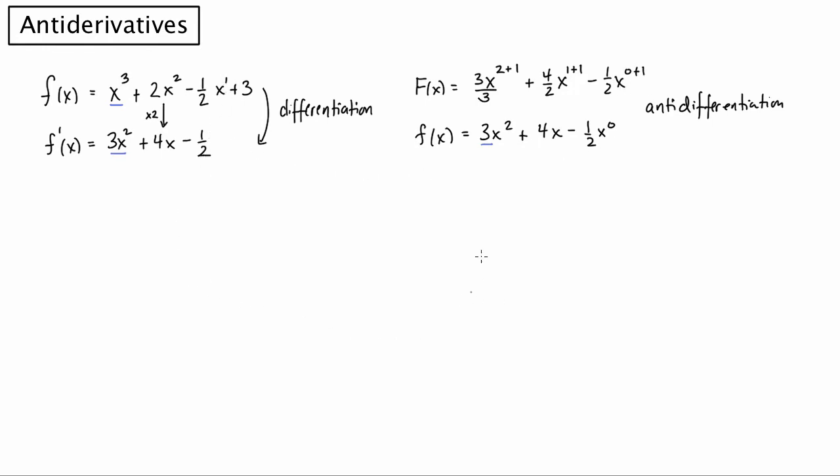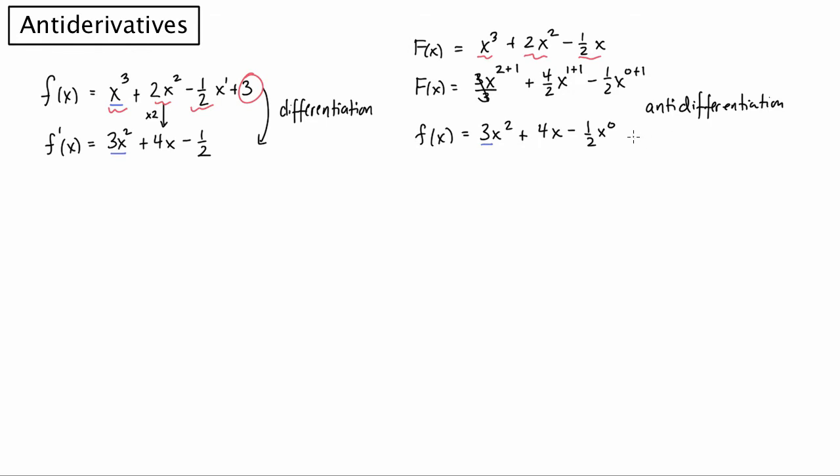And so if I clean this up a little bit, then this function, which I'm going to call capital F for now, and you'll see why in a little bit: the 3's cancel, leaves me x cubed. 4 over 2 is 2x to the second power, and then it's minus 1 half x to the first power. So this looks really good. It matches up term for term with all of them, except for the 3. The 3 appears to be left out of this sort of reversal.